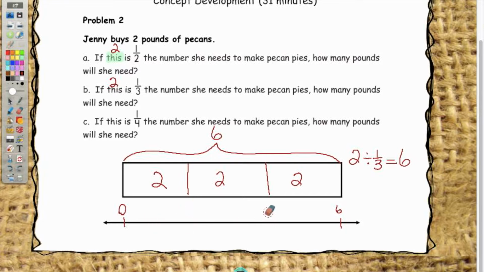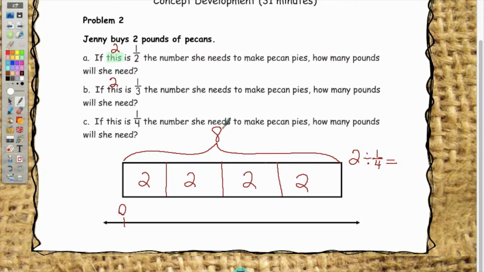So the next one is going to be 2 divided by what? 1/4. So what's my denominator? 4. So how many equal parts to my tape diagram? 4. Okay. So each of these 1/4 is a total of 2. So you're thinking 8's going to be the answer? Yeah. Okay. All right. So if I were to do this, I would have 8 here.